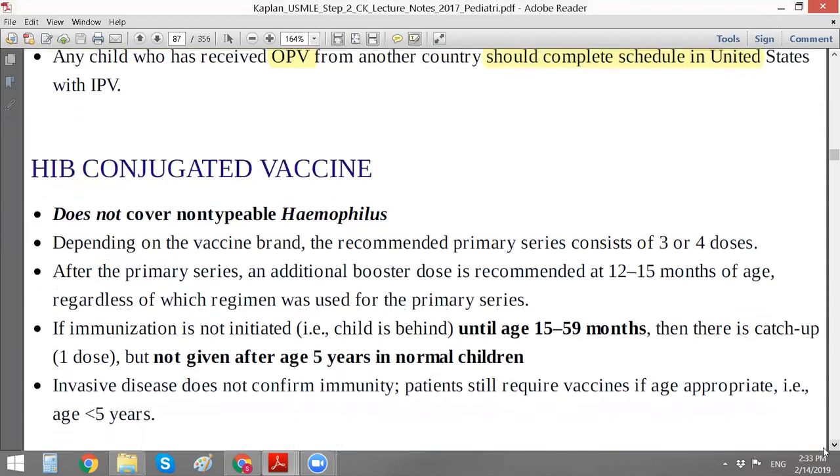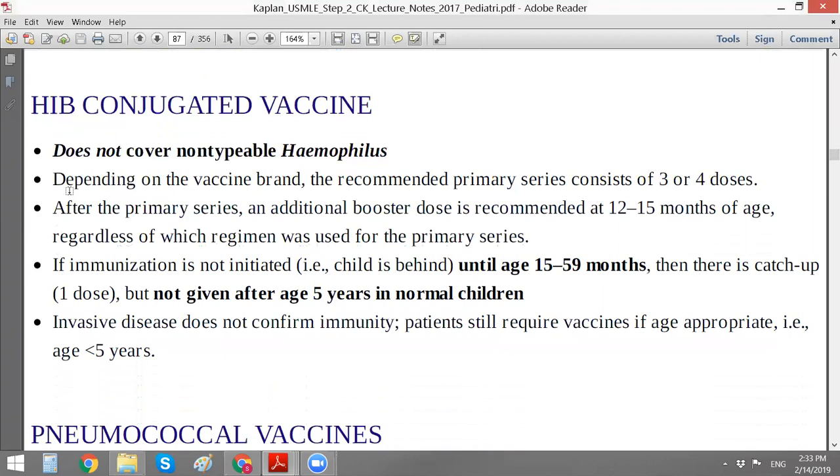Haemophilus influenzae B conjugate vaccine does not cover non-typable. Depending on the vaccine vendor, the recommended primary series consists of 3 or 4 doses, followed by a 12 to 15-month booster. If immunization is not initiated until age 15 to 59 months, which is up to 5 years, then there is a catch-up of 1 dose, but it is not given after 5 years of age in normal children. Invasive disease does not confirm immunity. Patients still require vaccines if age appropriate, that is, age less than 5 years.